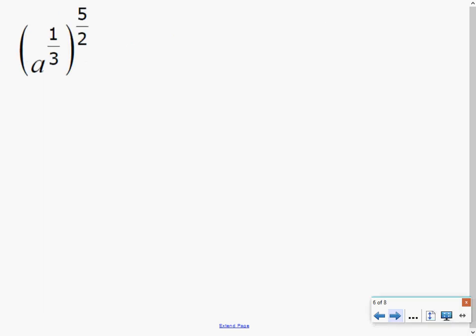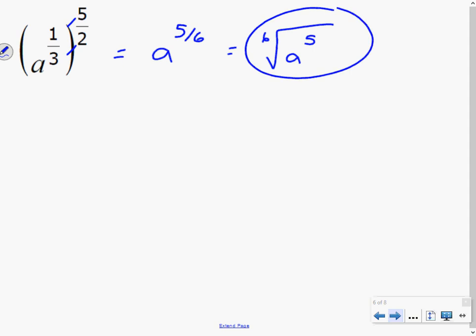All right, let's see another one here. Again, we're going to start by using our exponent rules. I have a power raised to a power. The power rule tells us that these exponents should multiply. Multiplying fractions is super easy. You multiply the numerators together, you multiply the denominators together. So this would give us a to the 5/6 power. Let's convert this to a radical. It would become the 6th root of a to the 5th, which we can't break down because the exponent is already smaller than the index.